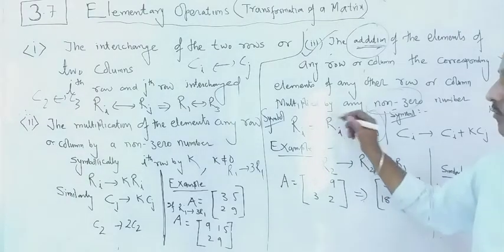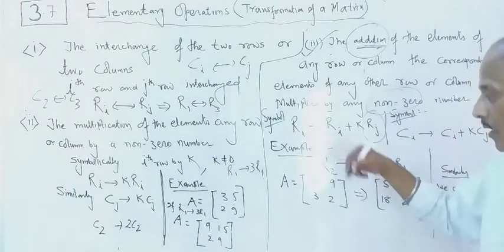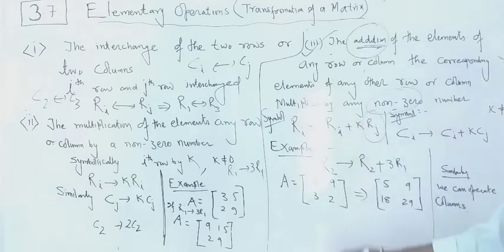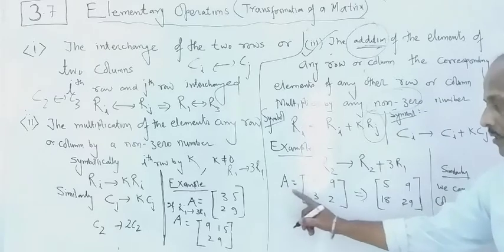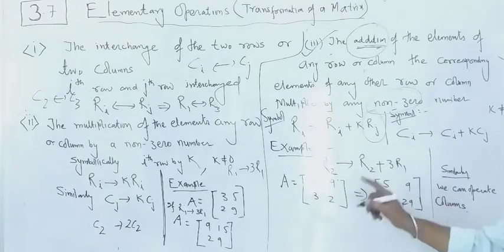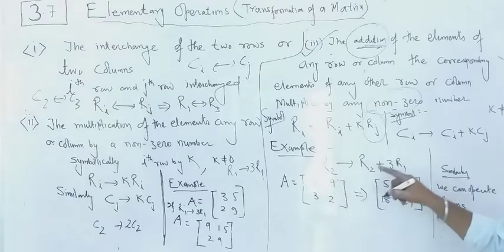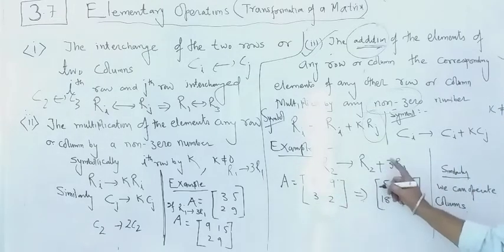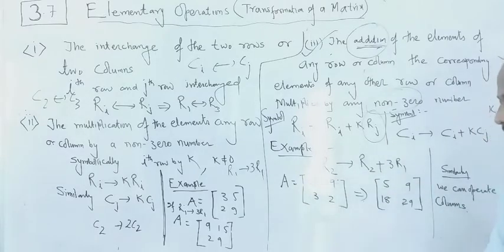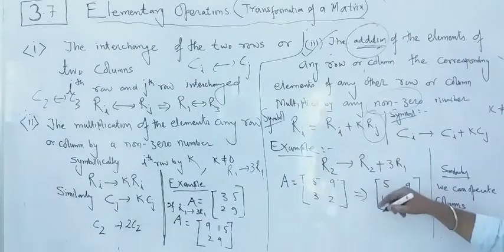Let me support this with one example. One example I have chosen from my side, then we'll see from a textbook also afterwards. Suppose I have a matrix A equal to 5, 9, 3, 2, and somebody is asking me to replace row 2 by row 2 plus thrice of R1. What does it mean? I want to replace row 2 by row 2 plus thrice R1. So what am I going to do? I am not going to touch the first row. First row will be as it is, 5, 9. But row 2 will be converted in this way.